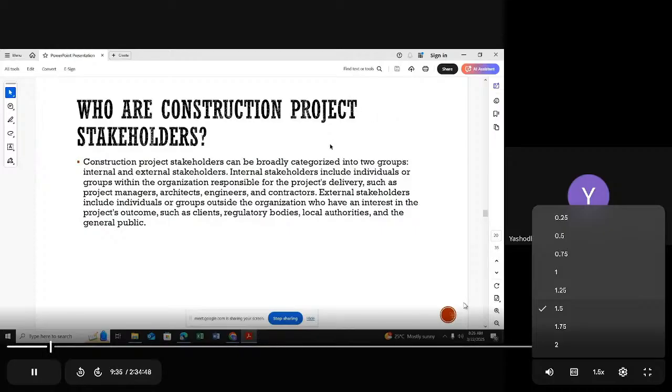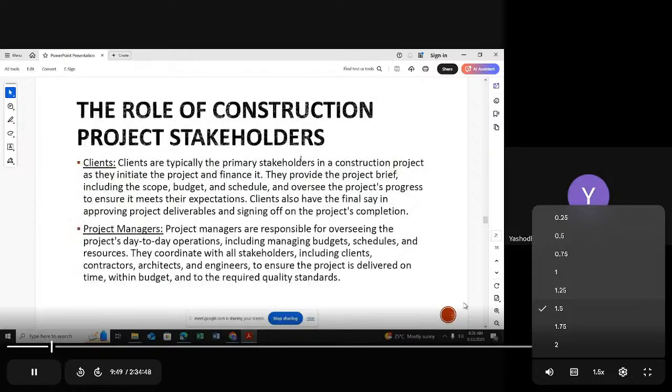These kinds of questions may come in your exam paper too. Who are the stakeholders? What are the categories of stakeholders? Some examples, and what are the responsibilities of those stakeholders? Those are very common questions.